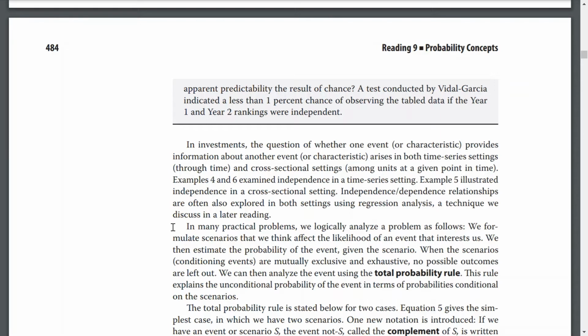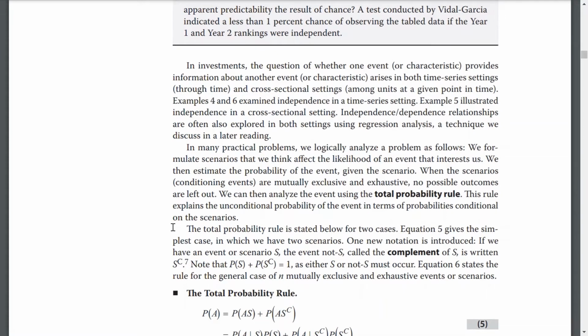In investments, the question of whether one event or characteristic provides information about another arises in both time series settings, through time, and cross-sectional settings, among units at a given point in time. Examples 4 and 6 examine independence in a time series setting. Example 5 illustrates independence in a cross-sectional setting. Independence/dependence relationships are often explored in both settings using regression analysis, a technique we discuss in a later reading.